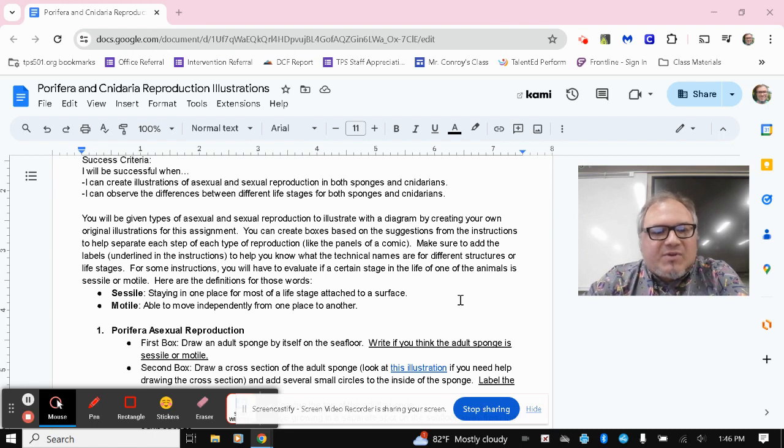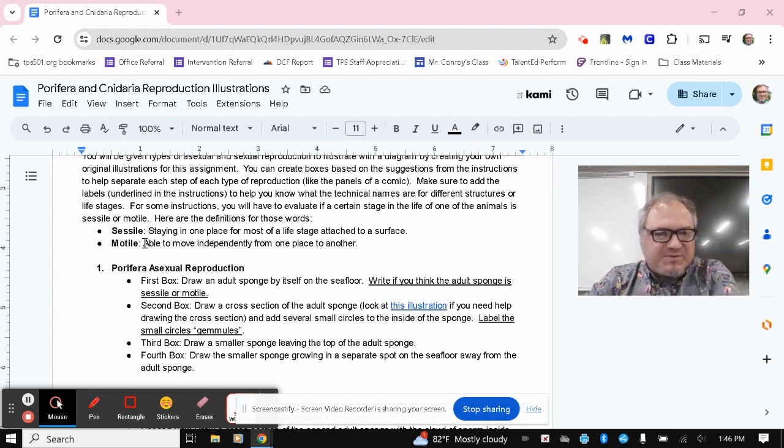Make sure to add the labels, which are underlined in the instructions, to help you know what the technical names are for different structures or life stages. For some instructions, you will have to evaluate if a certain life stage in the life of one of the animals is sessile or motile. And here are the definitions for those terms.